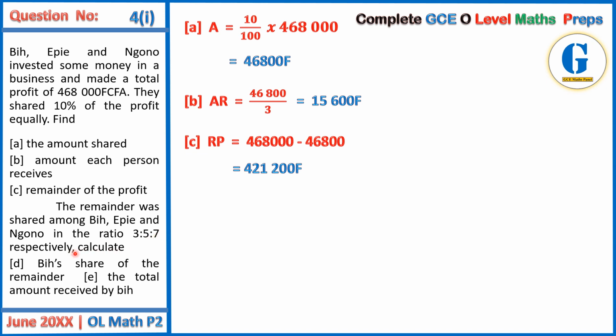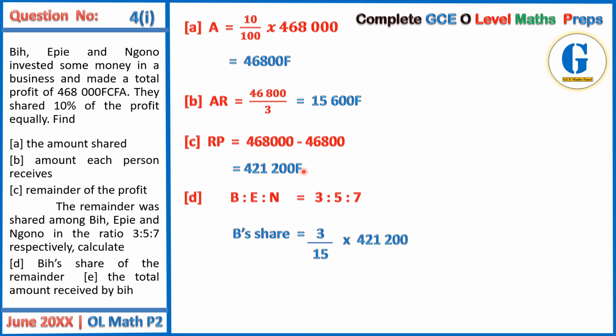So we should calculate B's share of the remainder. So they want us to calculate only B's share of this remainder, this profit that is left. So what's B's share? B's name is the first name that they called here. So B actually gets 3 parts out of this total. So B's share will be equal to 3 out of the sum of ratio, 3 plus 5 plus 7. So 3 parts out of the total, which was 15 parts, now times this amount that was left, 421,200.